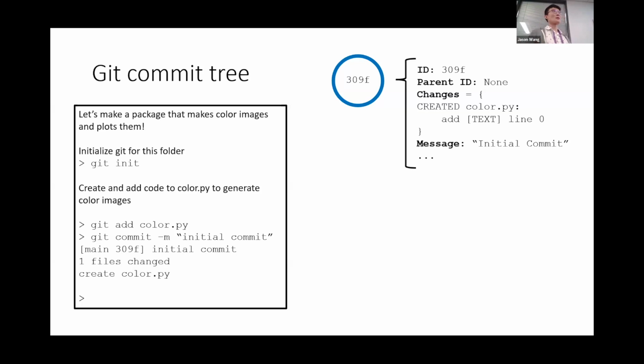And that's what your terminal spits out. And what happens in our Git model here is that now we have a single Git commit, 309F. It has a bunch of attributes. Its ID is 309F. Because it's the first commit, it has no parent. It has a list of changes. We created this file color.py. We added text on line 0. And then the message for it is "initial commit." And then we can also have metadata and so on. So we've created one commit now in our mental model of Git.